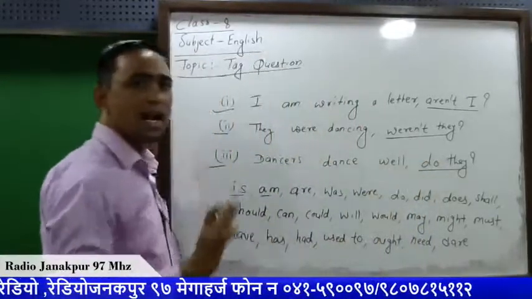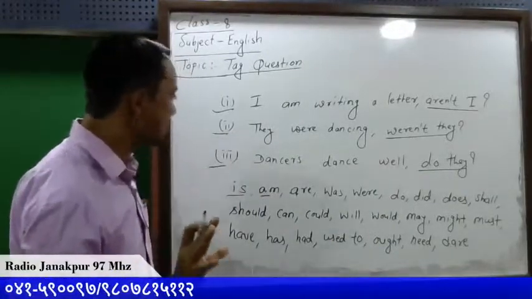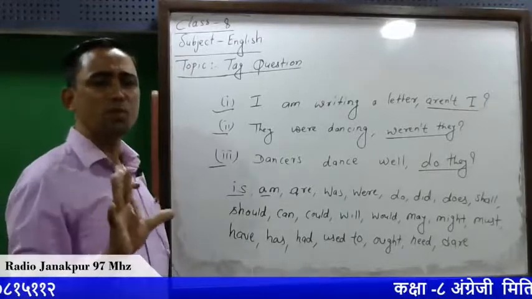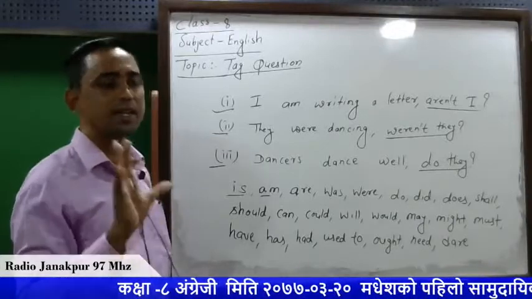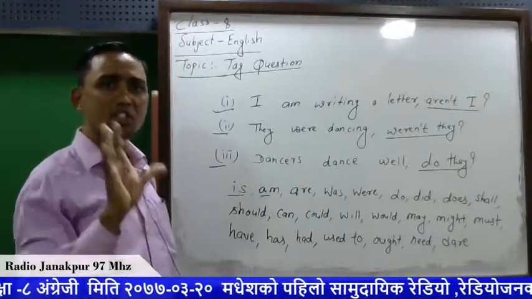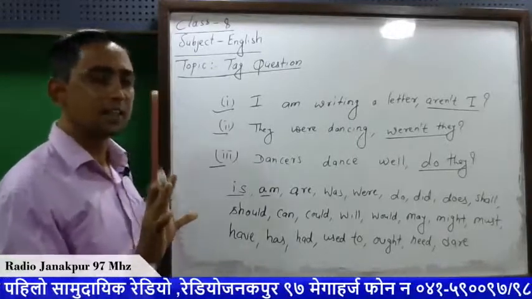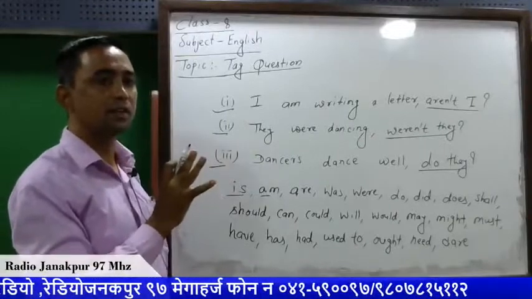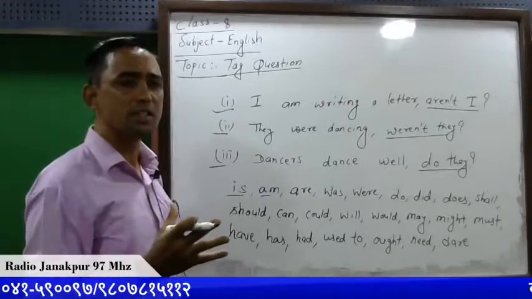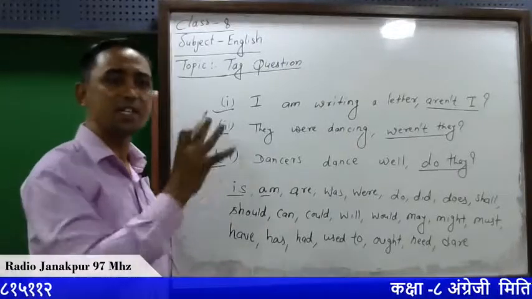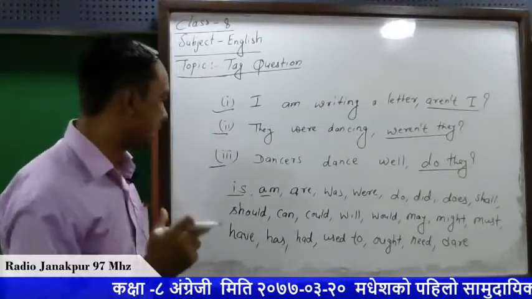So there are 24 auxiliary verbs in English grammar, and if there are positive auxiliary verbs in the sentence, the tags should be negative. The same auxiliary verb is repeated in the tag. If they are positive in the statement, they should be written in the negative form in the tag question, and if they are negative in the statements, they should be written in the positive form in the question tag.